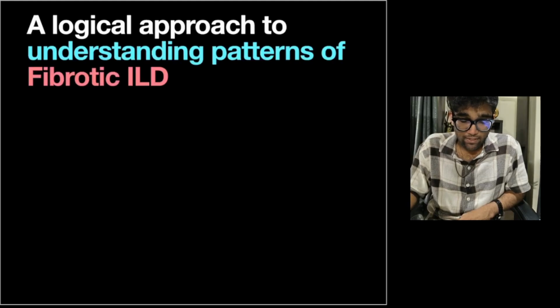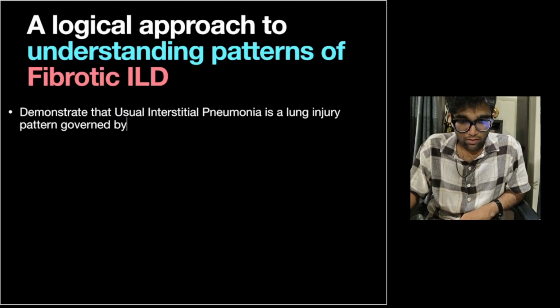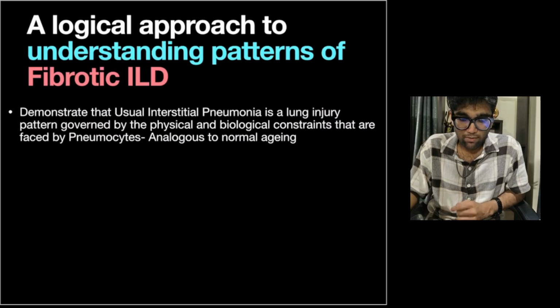So I plan to discuss this topic under the following headings. The first is obviously, as usual, there will be a logical approach to understand the patterns of fibrotic ILD. So the first thing I'll try to do is demonstrate that usual interstitial pneumonia is a lung injury pattern that is governed by the physical and biological constraints that are faced by pneumocytes, and these constraints are very analogous to normal aging of the lung.